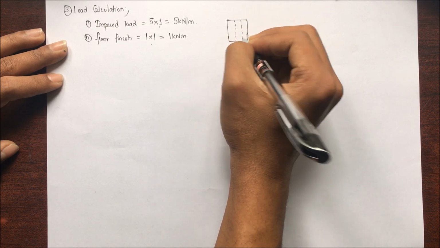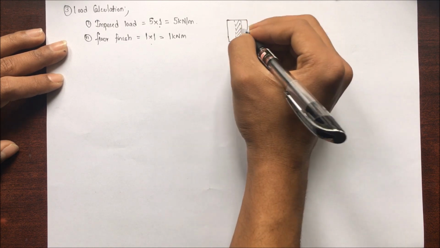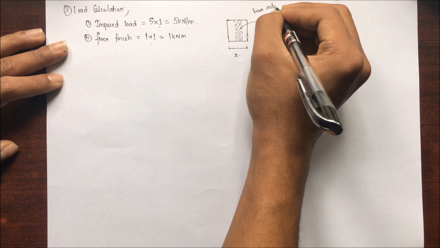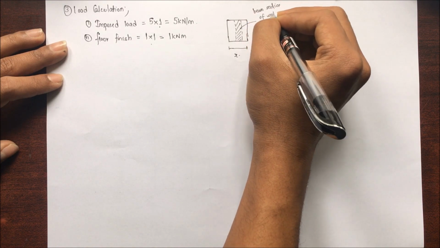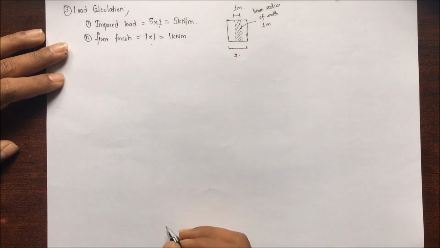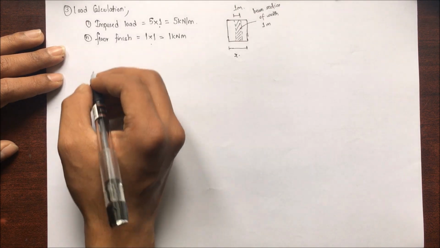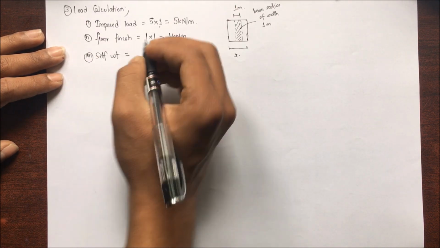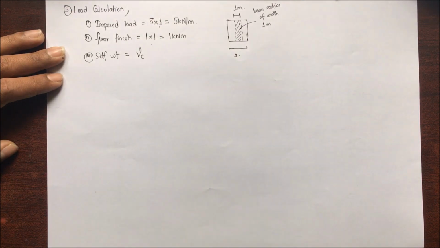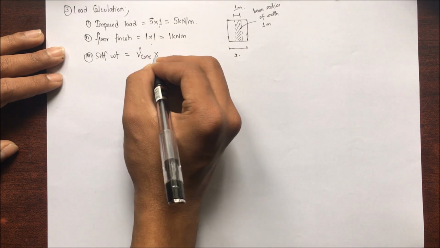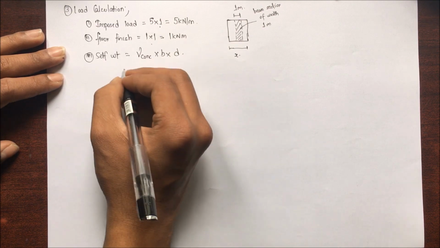Okay, so just considering a unit length of slab as a beam of width 1 meter. Beam section of width 1 meter, so we'll consider it like that. Self weight of concrete: gamma c, that is the unit weight of concrete, into B into D, that is the dimension, as in the beam.